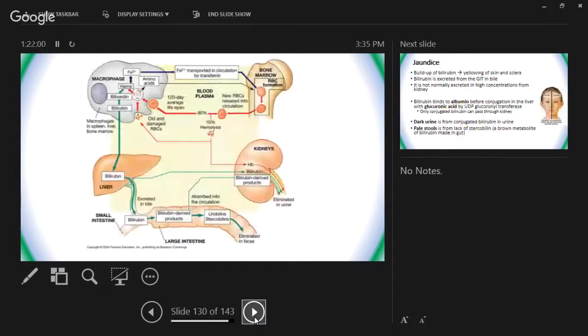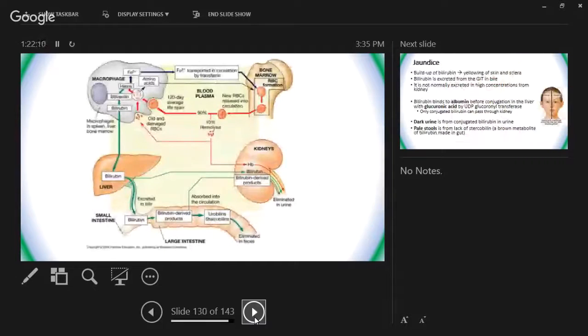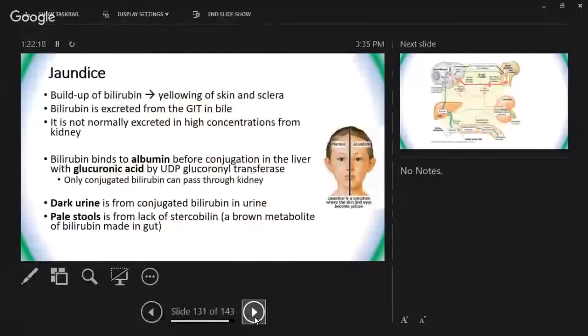This is a nice little diagram. I'm not going to go through it, but have a look at that later on. Quick summary. Which side is it that hasn't been delivered? Yes, correct. I've got a slide on that coming up anyway.